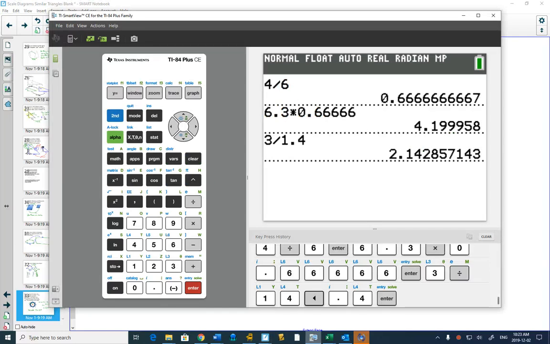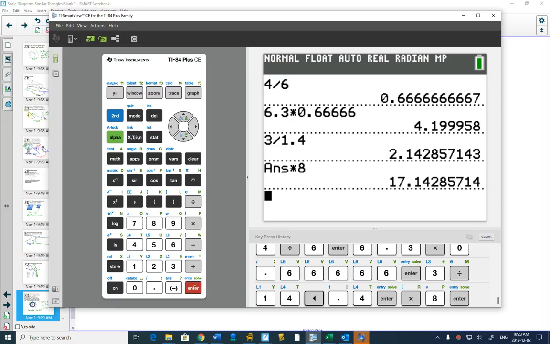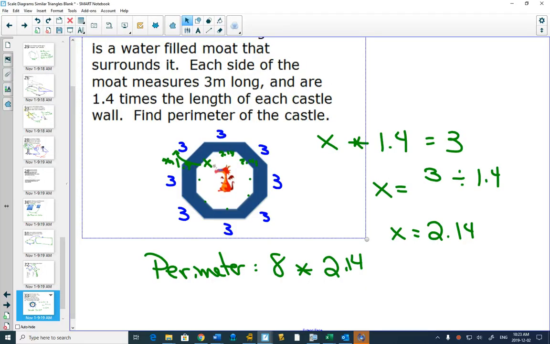Something that's really cool about almost every single calculator, if you have your answer, you see how I have 2.14? And it even has more decimal places? Instead of having to retype that, if I just push multiply, your calculator will automatically take that answer that you just had and ask what you would like to multiply it by. I would like to multiply it by 8. So instead of having to write out 2.1428 and all those decimal places and then multiply by 8, I can just go multiply by 8 and the total perimeter is 17.14.